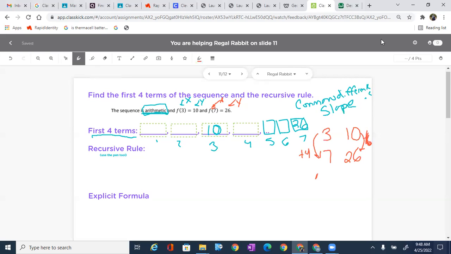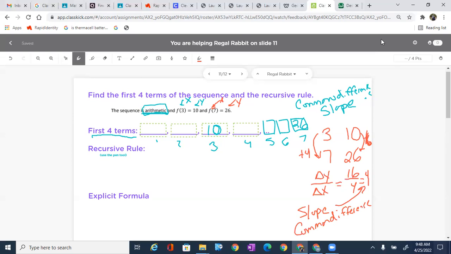And what do we do? We do the change in y over the change in x in order to find the slope, or average rate of change. So the change in y, which is 16, over our change in x, which is 4, means that our slope is 16 over 4, or just simply 4. All right, so what do we do with this? This is our slope, which is the same thing as our common difference, right?